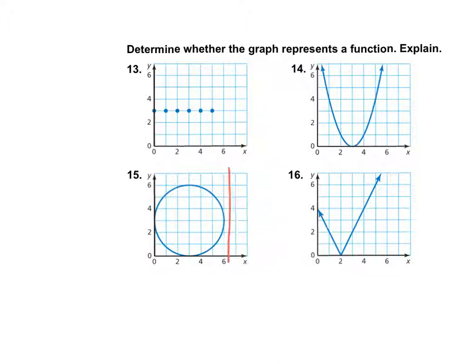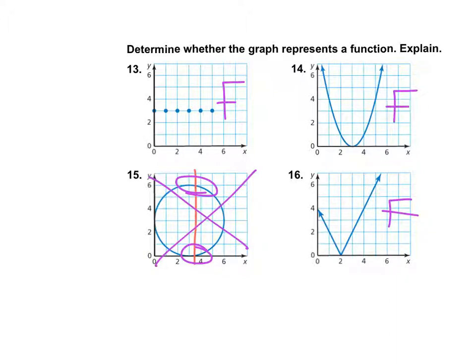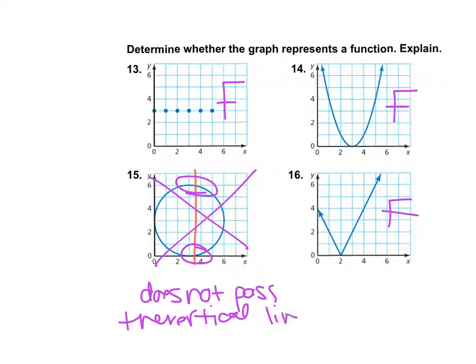And then as I get to 15, what I notice is there are multiple places where I'm crossing through 2 points at once. Here, here, here, here. No matter where I leave my line, I'm crossing through 2 points at once. So what this tells me is this one is a function, this one is a function, this one is a function, and this one is not, because this one does not pass the vertical line test.